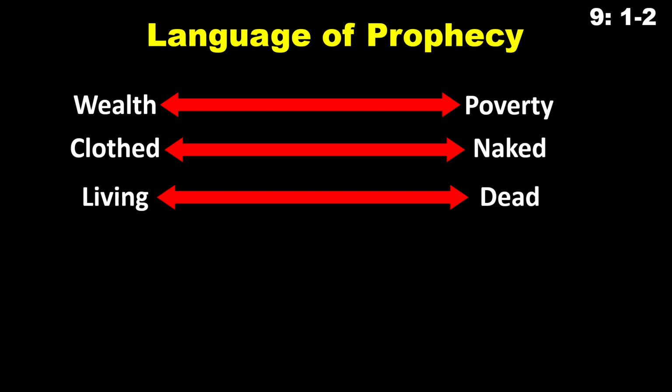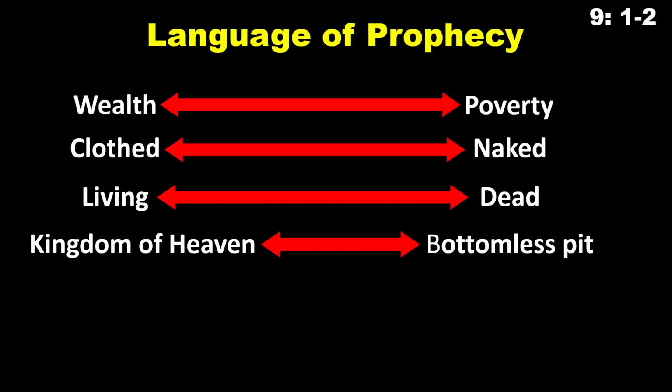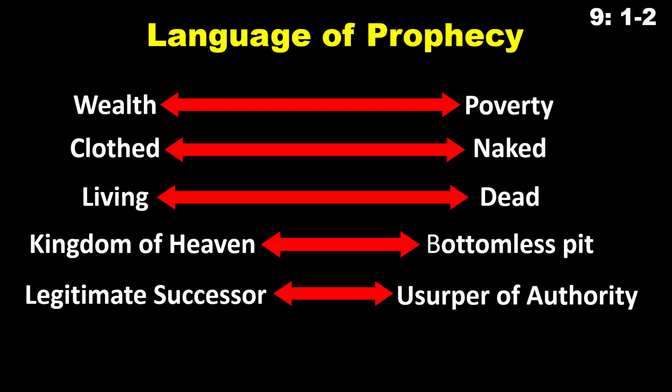In chapter 9, a couple more terms are added to our vocabulary. The kingdom of heaven, which is not a new term to us, but in chapter 9 it is juxtaposed to the bottomless pit, the abode of those who oppose the authority of God and or his messengers. One might call this pit hell or Hades. Another is legitimate successor, as opposed to the usurper of authority.